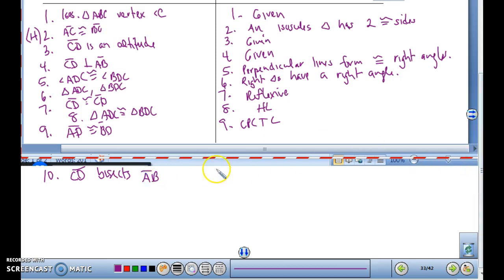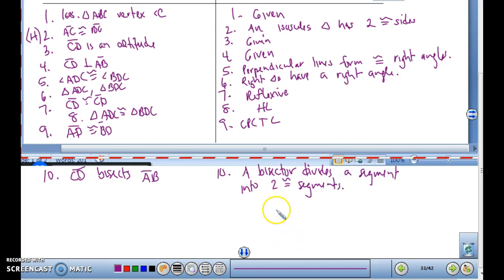So CD bisects AB because a bisector divides a segment into two congruent segments. We proved two congruent segments in the previous statement. So a bisector divides a segment into two congruent segments. And we have it. We have proved what we want to prove.